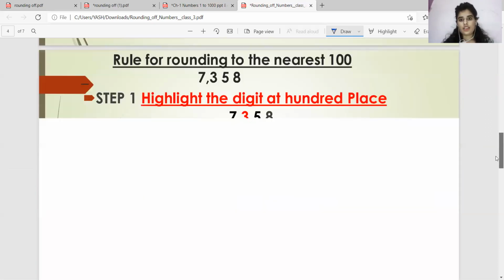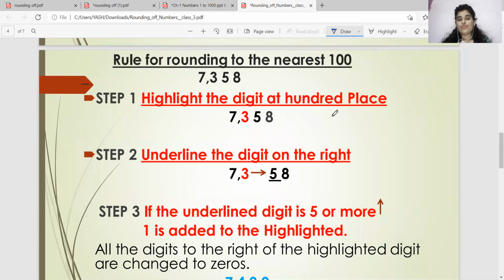So let's see the rounding off rules for the nearest hundreds. Here we have one question, 7358. The first step is the same. We check what we have to round off to. We have to round off to hundreds. That means we highlight the digit at the hundreds place. I have already highlighted the hundreds place digit, 3. Now the second step, check the right side digit. The right side digit is 5.